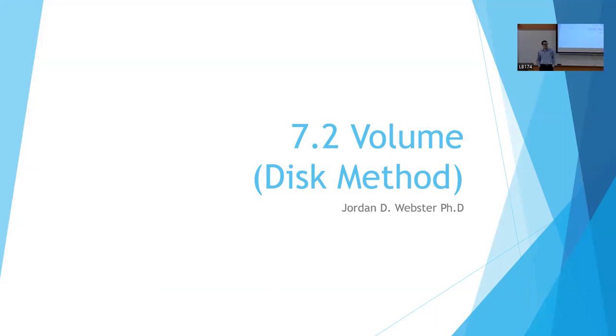Now that we've looked at those areas, what we're going to do is move into 3 dimensions. And that's what 7.2 is about. 7.2 is about finding the volume of a 3-dimensional object using what's called the disk method. Now we're going to do a really specific object.